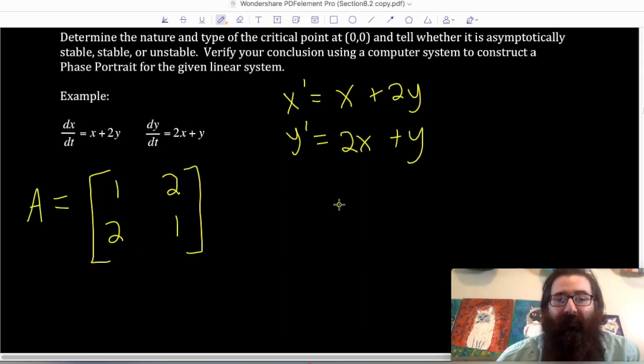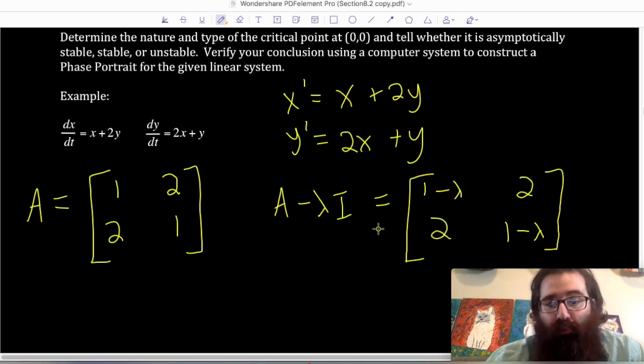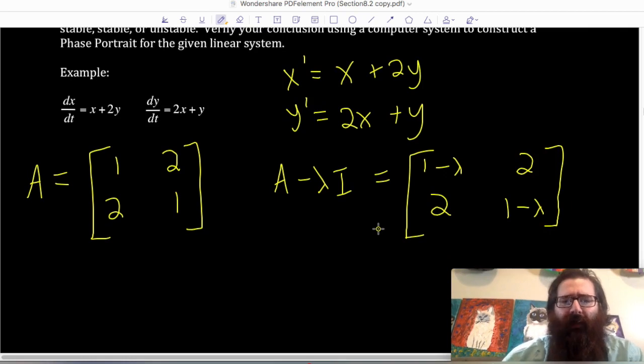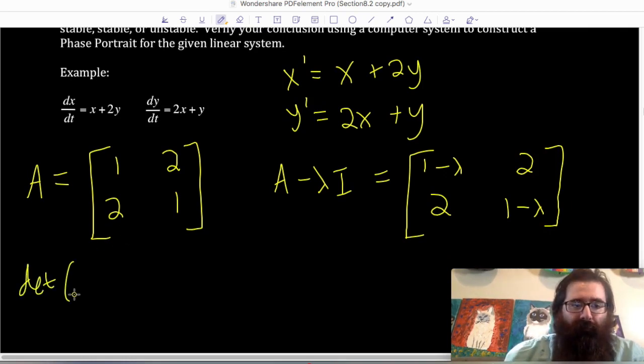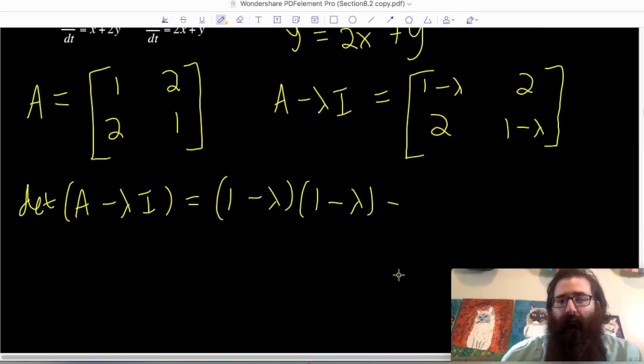And now it's just a matter of getting those eigenvalues. So we'd say A minus lambda I, where I is the 2 by 2 identity matrix. On the main diagonal, we have 1 minus lambda and 1 minus lambda. On the off diagonal, we preserve those entries, 2 and 2. And we want to find the determinant. The determinant of A minus lambda I gives me 1 minus lambda times 1 minus lambda, minus 2 times 2. And we set this equal to 0.